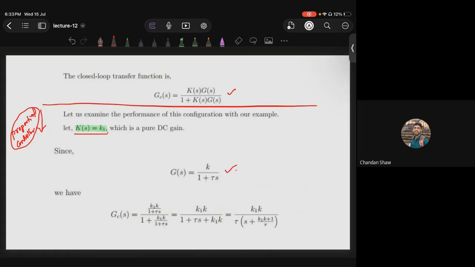Substitute K of S is equal to K1 and G of S is this expression, both in this closed loop transfer function. K of S and G of S, that is nothing but the GC of S. Finally, you have this expression. In this expression, see that K is system constant, tau is also system constant, both come from G of S, whereas K1 is the controller gain. This value you can choose based upon your requirement.